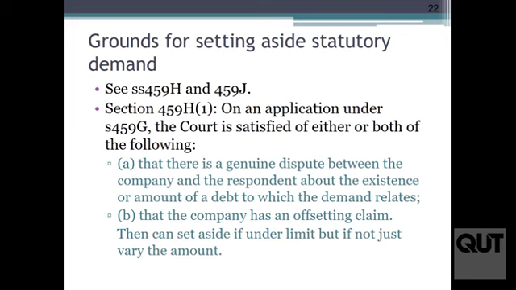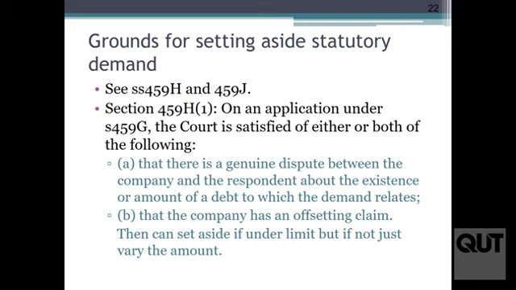You can challenge the demand if there's a genuine dispute between the company and the respondent about the existence or amount of the debt, or the company has what's called an offsetting claim. So the argument here is that there is an amount that the creditor owes to the debtor. Perhaps, for example, for damages because the goods supplied were faulty or delivered late, and due to this loss was suffered.